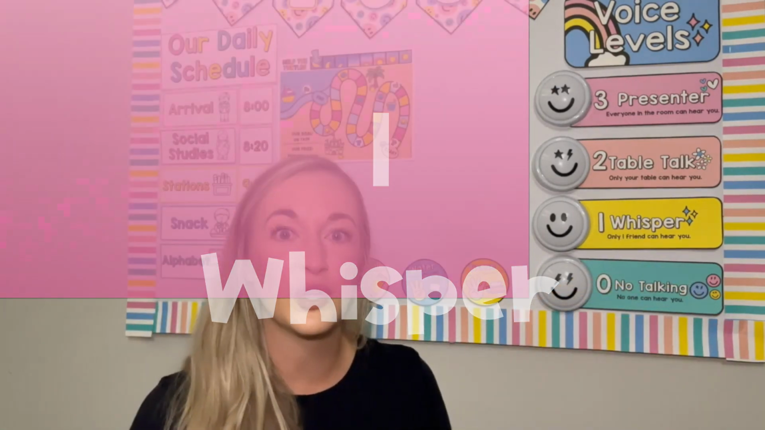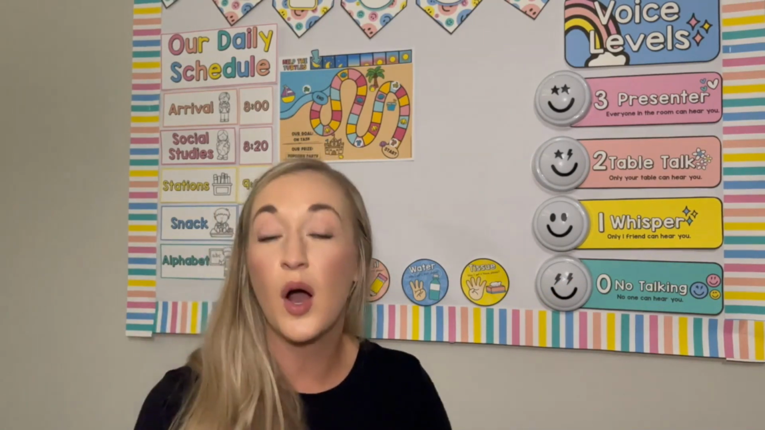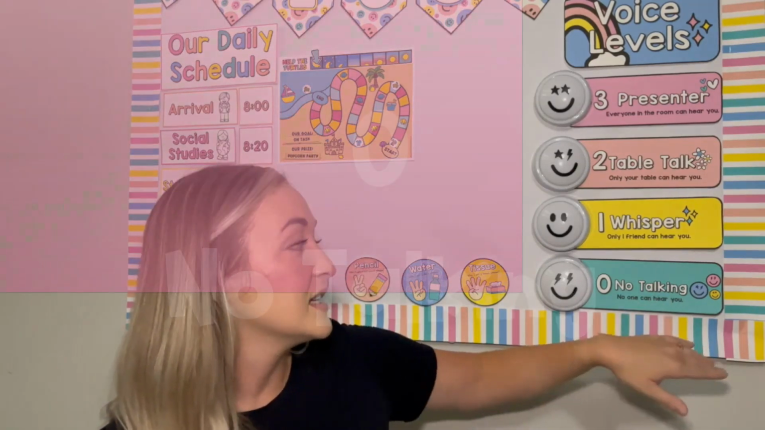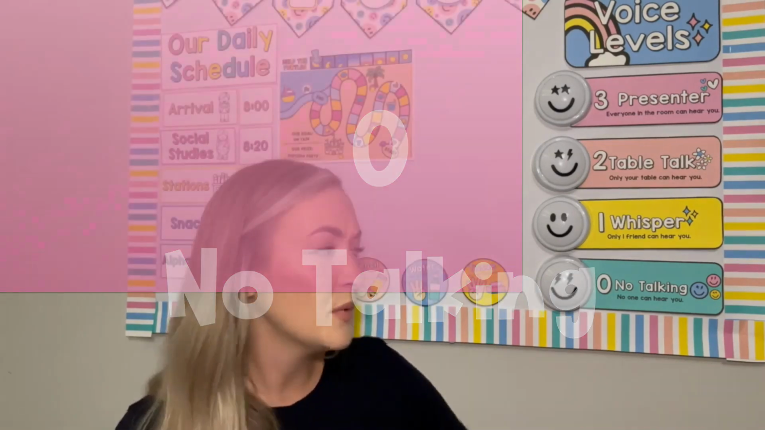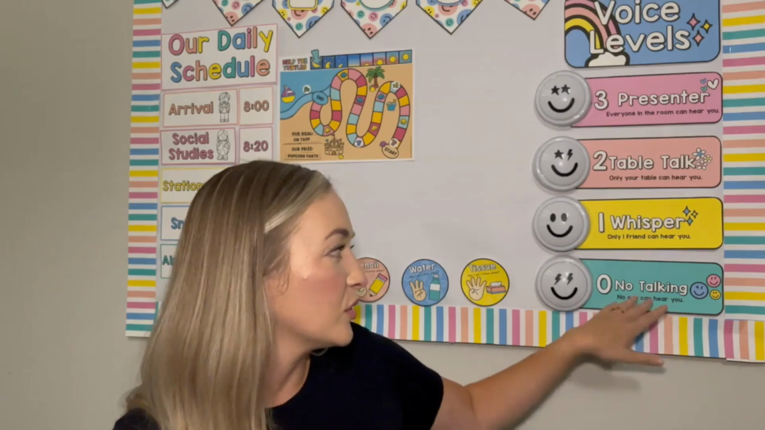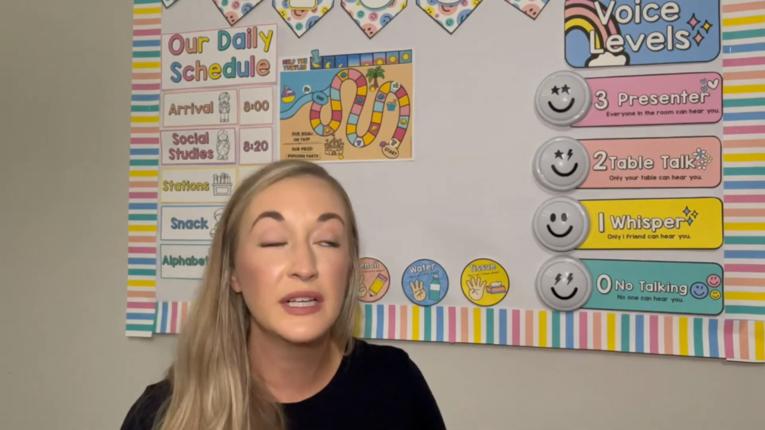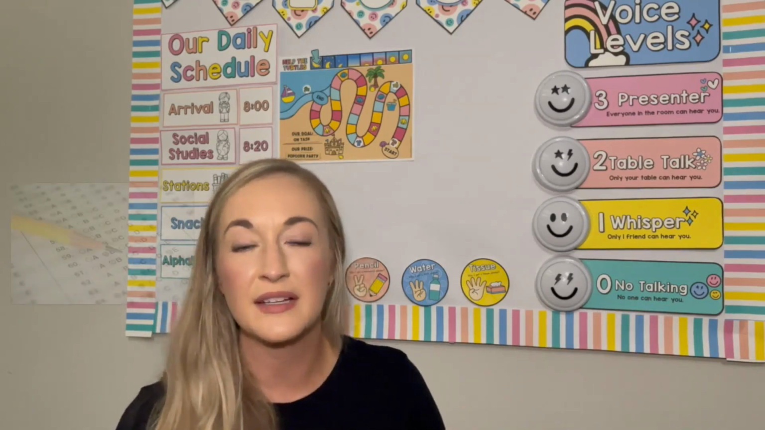One friend can hear you. This is for when we're doing partner work, or we're just working together with 2 people, or maybe I need something out in the hall, or I'm in the library, I'm using my whisper voice. And then a 0, no talking. Now, I personally reserve this. Most of the time, my kids are going to be on a 1, even when they're working, because they might need to ask a question of a friend or something like that. So I really reserve a 0 for really, really important times. Maybe we're doing an assessment or we're testing or something and we really need a 0.